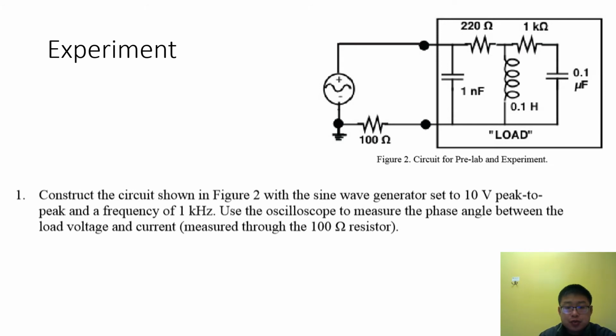First, we need to use the oscilloscope to measure the phase angle between the load voltage and the current. Because the oscilloscope cannot measure the current directly, we use the oscilloscope to measure the voltage. And because this is a resistor, the current can be obtained by using the voltage over the 100 ohm resistor.